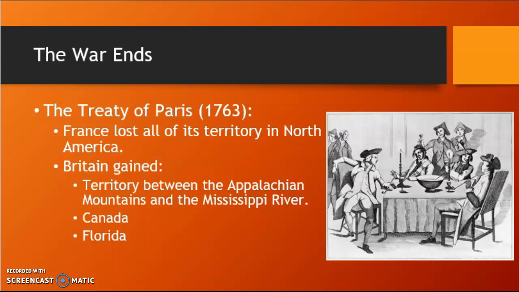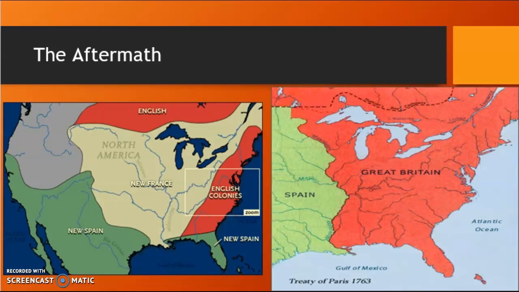Now, in this next map, I will show you how drastically British control in these colonies changed. On the left, you have the map that we started with. It's 1713. So you see the English at the top had begun to move into Canada, and you have the English colonies. Now on the right is after the Treaty of Paris of 1763. Great Britain now has property and land all the way to the Mississippi River. They also have Canada and Florida.